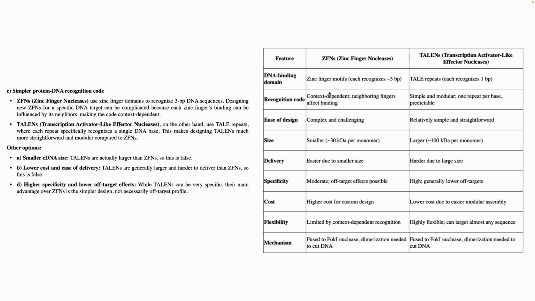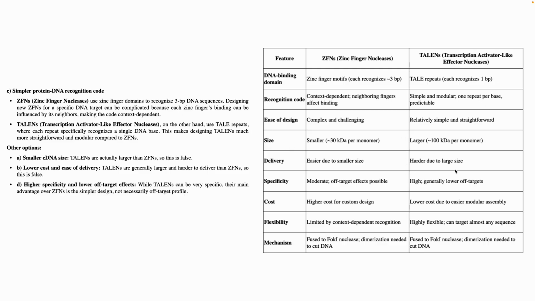The recognition is context dependent in case of the zinc finger nuclease. So the neighboring zinc finger domain affects the binding capability of a zinc finger domain. While in case of TALEN, it is simpler and modular, one repeat per base, so it is very predictable. Ease of design: for zinc finger, it is complex and challenging. For TALEN, it is relatively simpler and straightforward.